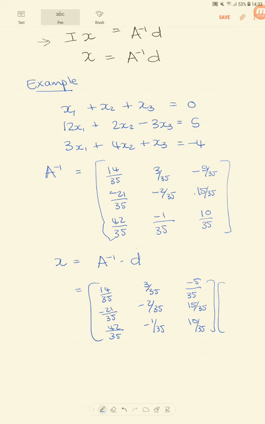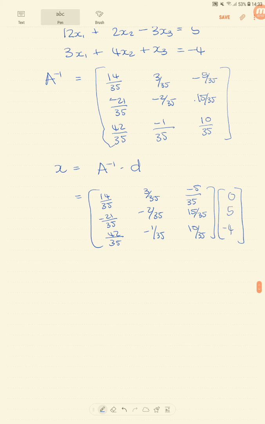What is our D matrix equal to? It's equal to 0, 5, and minus 4. So now we have a simple matrix multiplication. First, check conformability. The inverse of A is a 3 by 3 matrix, and D is a 3 by 1 matrix. So yes, what will we end up with? We will end up with a 3 by 1 matrix.